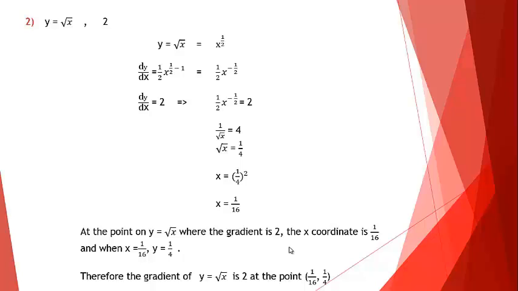As we need to find out the value for x, we need to find the square of both the sides so that we get the value of x. So x equals 1 over 4 squared, 1 over 4 whole thing squared, which is x equals 1 over 16. So at the point on y equals root of x, where the gradient is 2, the x coordinate is 1 over 16. And when x equals 1 over 16, y equals 1 over 4. Therefore, the gradient of y equals root of x is 2 at the point 1 over 16, 1 over 4.